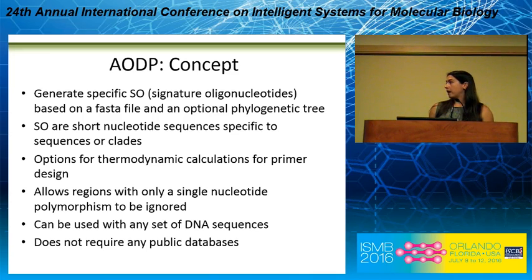Similarly, we've added the ability to filter out regions of the DNA that only have a single SNP. This helps us improve our ability to make primers and also to get rid of some of the noise we see in NGS datasets because of sequencing error. In our studies, the false positives usually came from a single nucleotide error during sequencing. The advantage of AODP over some of the other methods is that we can use any set of DNA sequences, and this avoids the need to use public databases, which we all know are kind of messy.